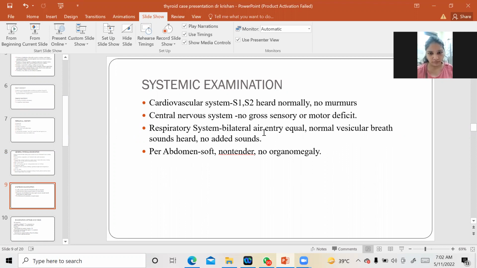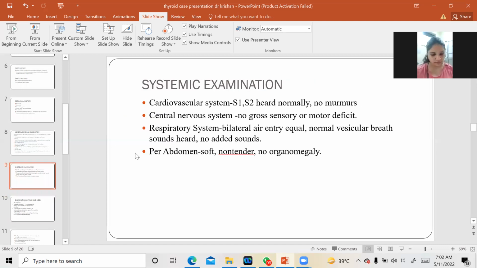In per abdominal examination, soft, non-tender, no organomegaly. I would like to point out why per abdominal examination is important in the case of thyroid: in cases of malignancy, a fibroid liver can indicate metastasis to that region, as well as organomegaly can indicate that malignancy is there.